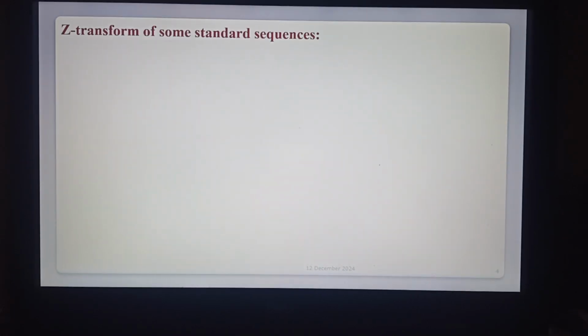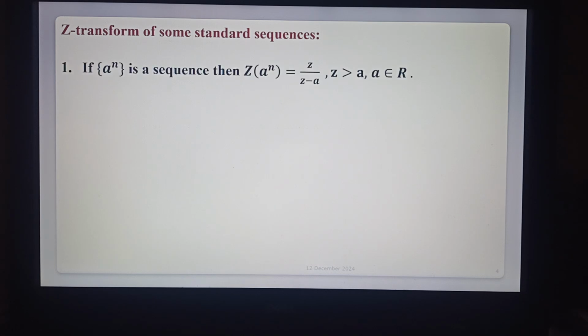Next, Z transform of some standard sequences, the basic formulas. First one: if the sequence is a power n, then Z transform of a power n is equal to z by z minus a, where mod z is greater than mod a and a is any real number. This is the first formula, with the sequence a power n.